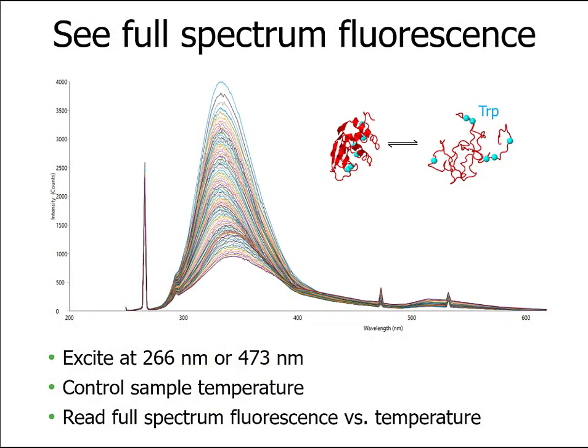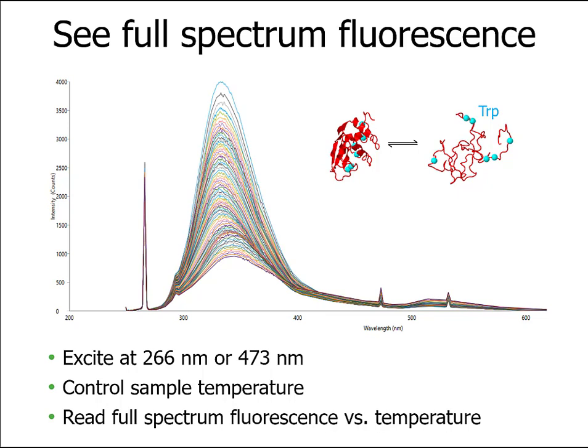Over a heat ramp, Uncle will excite and read the full spectrum fluorescence of a protein sample at numerous temperatures. Each line in this graph is a fluorescence read of a protein excited with a 266 nanometer laser, starting with a read at 15 degrees C and going all the way to 95 degrees. You can see by following the curves from top to bottom how they shift to the right side of the graph, which are the longer wavelengths. This phenomenon is called a red shift and occurs because the protein is unfolding.